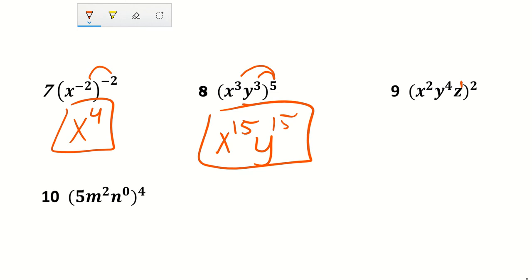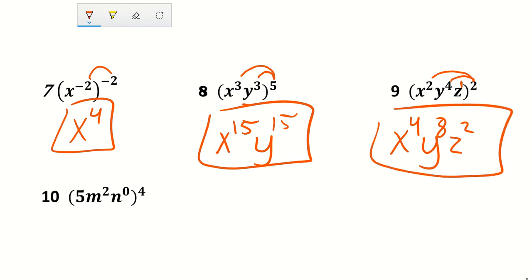Let me go ahead and start distributing. Let me do that one first. 2 times 2 is 4. Let me do 2 times 4 for the y. That's going to be 8. And then I'm going to work with the z. 1 times 2 is 2. So there you have it, guys. All you have to do is distribute, multiply, right? Power to a power, and you're done.